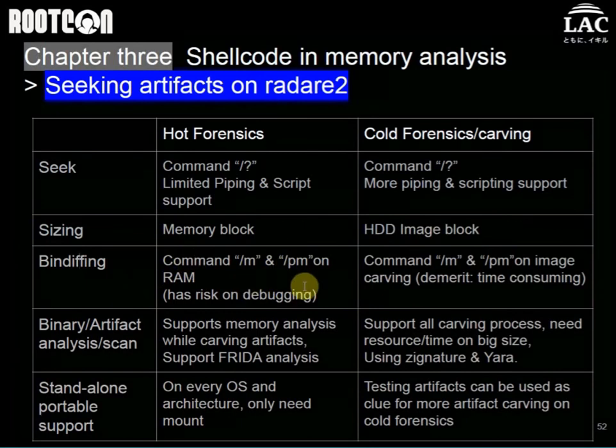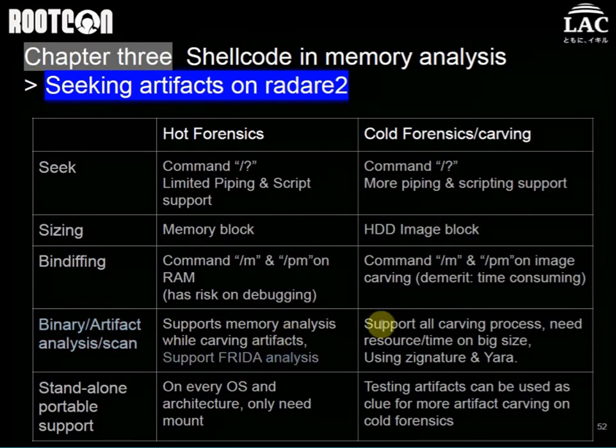For bin diffing, both can be used with a magic seeking command with /m or /pm, and it has the risk for debugging and is time consuming because the size is very big for the cold forensics. Right, so the next is about the binary artifact analysis scan.